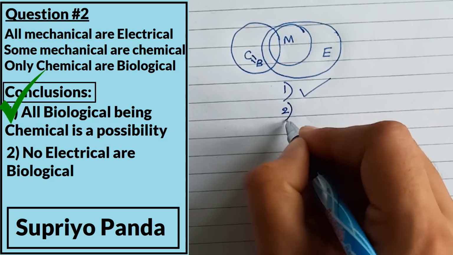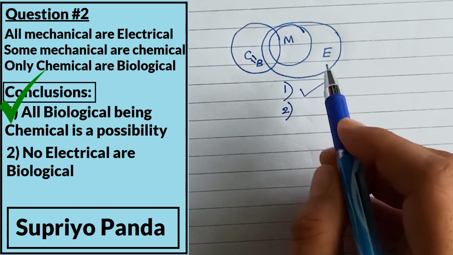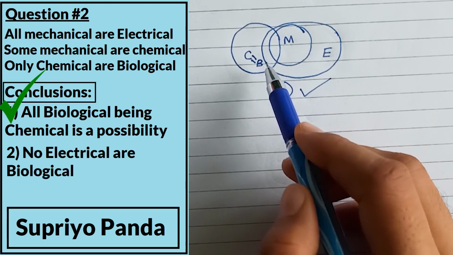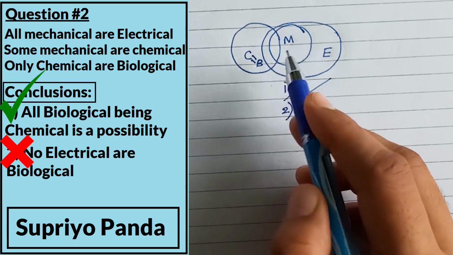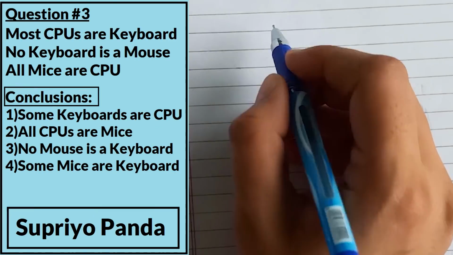Now coming to the second conclusion, no electrical are biological. Is this possible? No, it's not possible because see, we have an overlap over here. So this is not correct. So this is your answer. Let's move to question number 3.